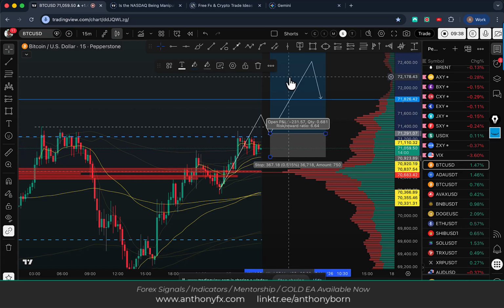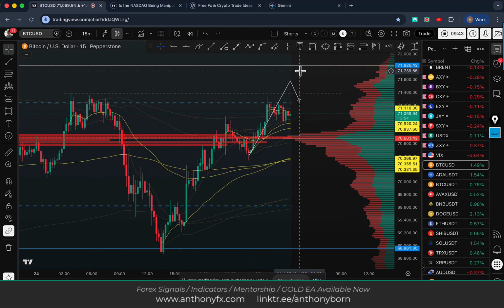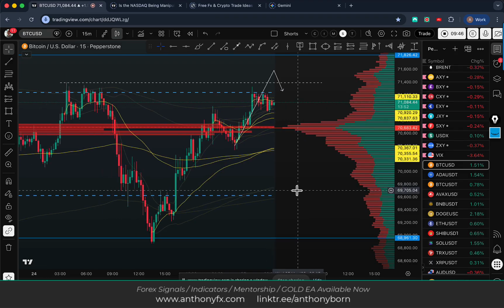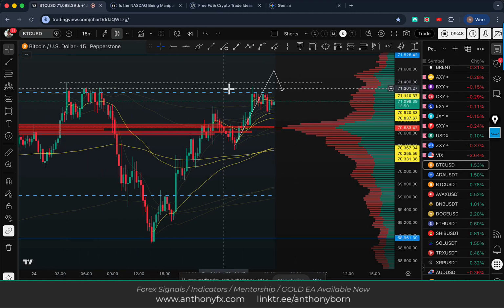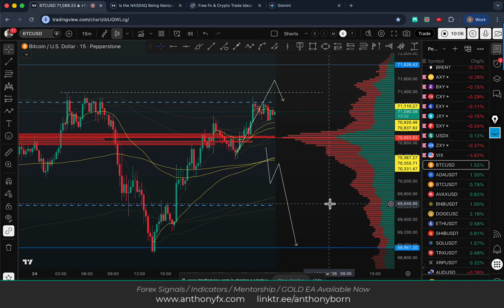So that's an entry if we break above. And then the other is, look, we've still got this lower high here. If it decides to turn around, just keep the VWAP thing going, and then an entry down here would be under VWAP for sure, right? And then you're targeting 1 and 2. So that's my take on Bitcoin at the moment.